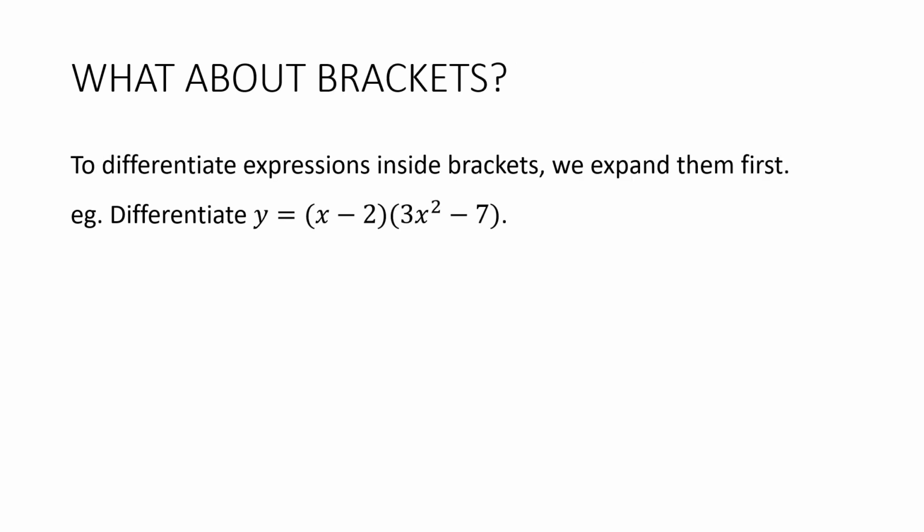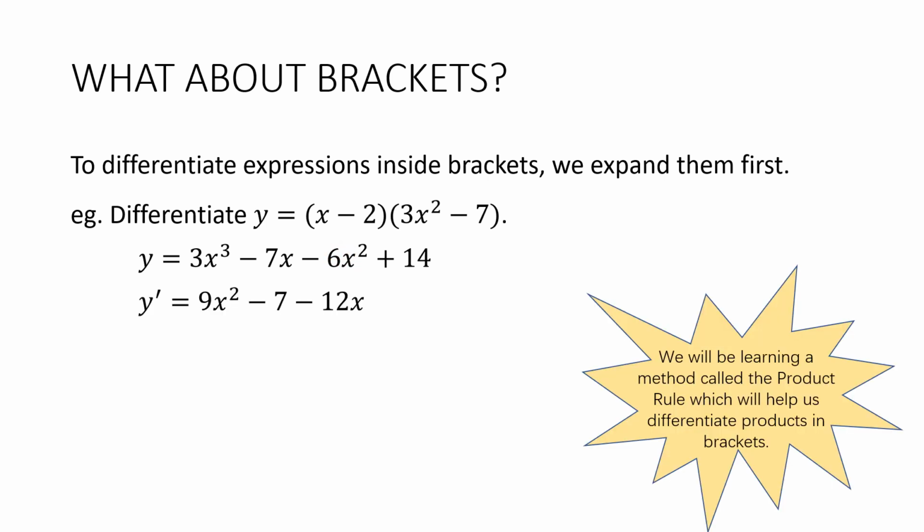Now let's quickly look at brackets and quotients. If we want to differentiate expressions inside brackets, we have to expand them first. So let's differentiate y is equal to x minus 2 in brackets multiplied by 3x squared minus 7. Just using FOIL, y is equal to 3x cubed, take 7x, take 6x squared plus 14. And differentiating term by term, we end up with 9x squared, take away 7, take away 12x. Now we are going to be learning a method called the product rule, which will help us differentiate products in brackets.